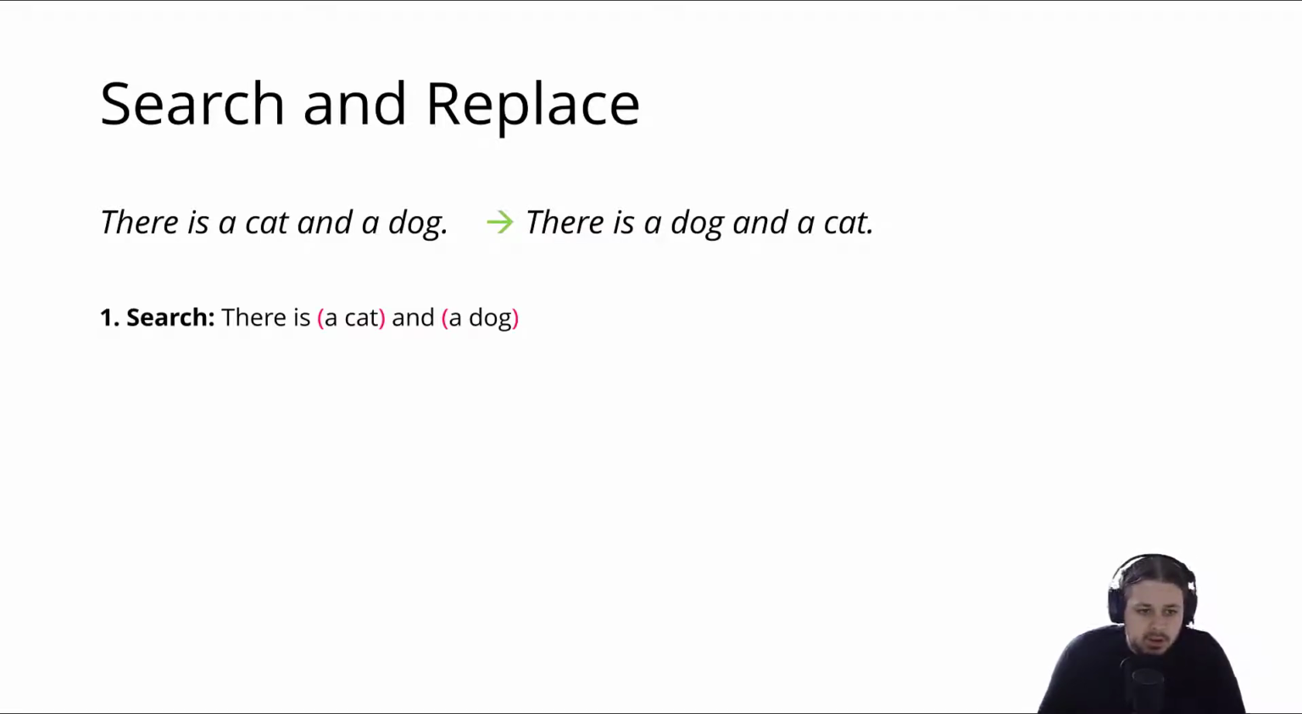So first of all, we do a search, and we do this search with this particular regular expression here. There is bracket a cat bracket and bracket a dog bracket. I probably should be a little bit more precise, and these are parentheses. But okay, now this is grouping. So we've now created technically three groups here.